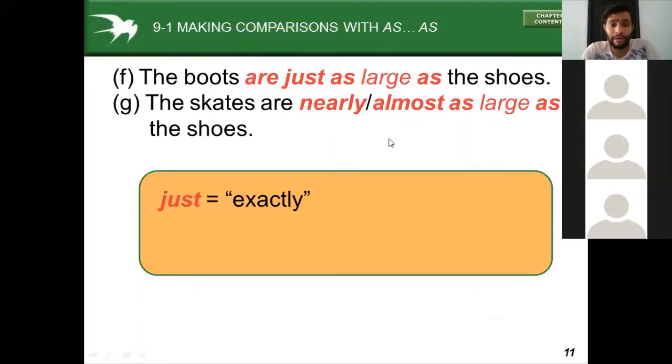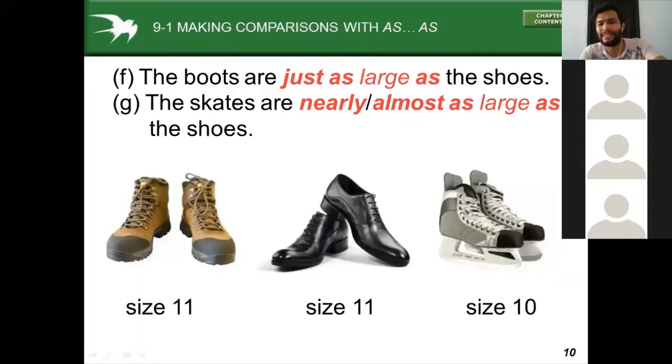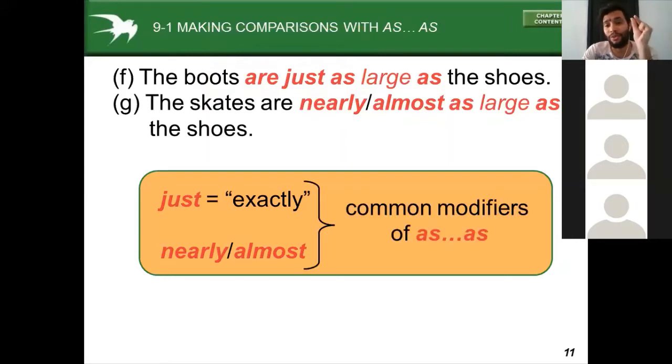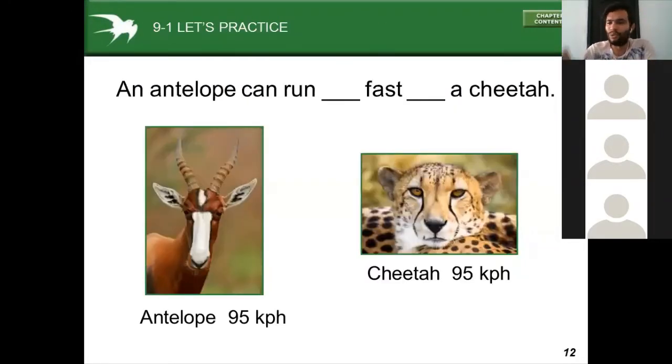So this is clear, right? So just to speak about exactly, to give the intention to intensify that it's just the same thing. And in the case of nearly and almost, to speak about a small difference between them, right? And they both are modifiers. Great. So let's practice a little bit to see how you understood.